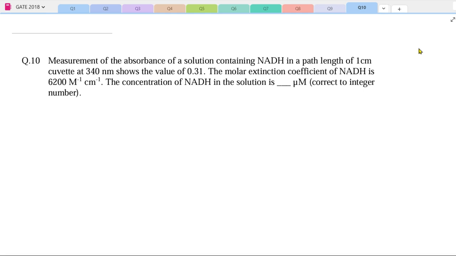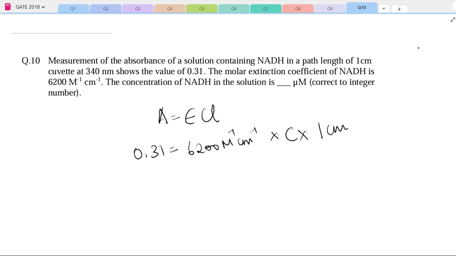The molar extinction coefficient of NADH is 6200 molar inverse centimeter inverse. The concentration of NADH in the solution is what micromolar? So again, this is a classic example of Beer-Lambert's law, which states that absorbance is equal to epsilon into C into L. So here absorbance is 0.31, epsilon is already given, which is 6200 molar inverse centimeter inverse. Concentration is something that we need to find, and the path length is 1 centimeter.